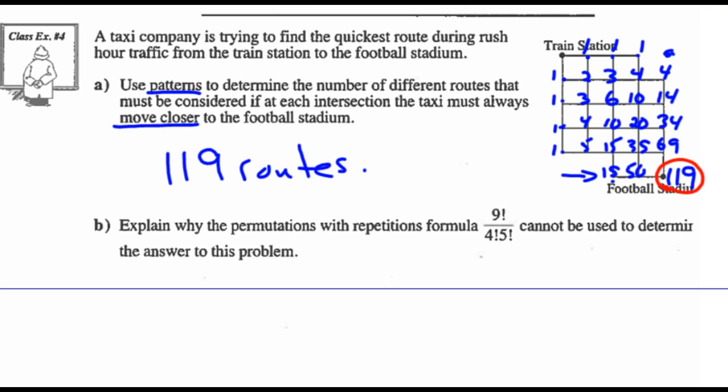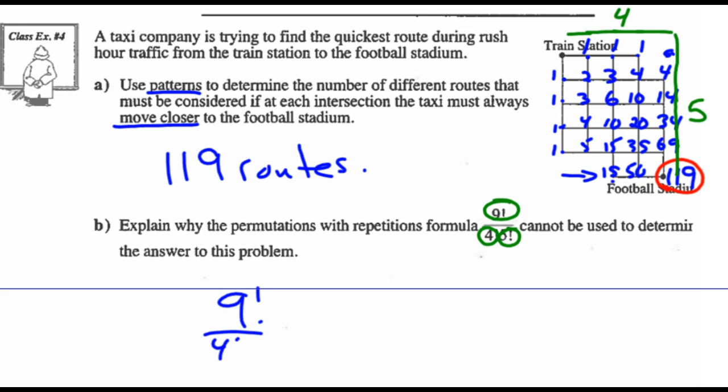Explain why the permutations with repetitions formula cannot be used to determine the answer to this problem. You say, yeah, that's interesting. Why can't we? Because I had to go 1, 2, 3, 4 east. I had to go 1, 2, 3, 4, 5 south. So 4 plus 5 is 9 factorial, and I divide out the 4 east and the 5 south. If you try 9 factorial divided by 4 factorial, 5 factorial, I believe that comes out to be 126. But the answer we came up with was 119.